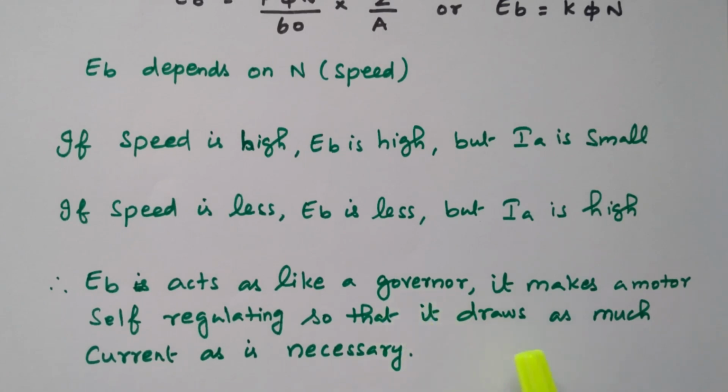Depending upon the load, however much current is required will be drawn by the motor. So another thing is regulated by this E_B, right? So it acts as a regulator. It draws as much current as is necessary, and that amount of current will be drawn by the motor. So this back EMF plays an important role in the motor. It acts as a regulator, a self-regulator of a motor.